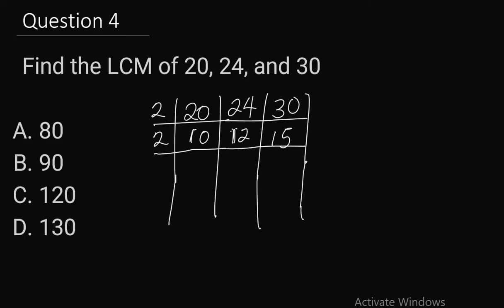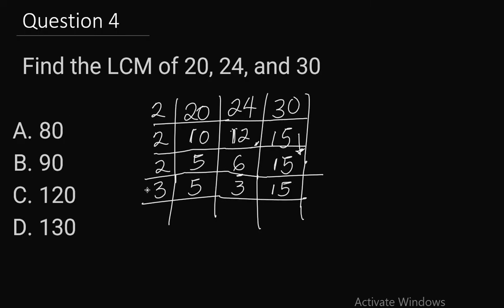10 divided by 2 is 5. We'll go over to 12. 12 divided by 2 is 6. 15 divided by 2 is not possible, so we'll bring down this 15. 2 is not done with its work because 6 can be divided by 2. You continue with 2. 5 divided by 2 is not possible, so you bring down 5. 6 divided by 2 is 3. 15 divided by 2 is not possible, so we bring down 15. We move over to 3. 2 is done with its work.